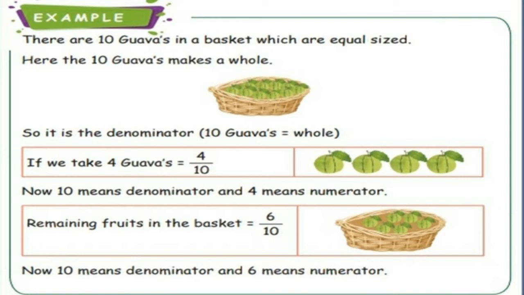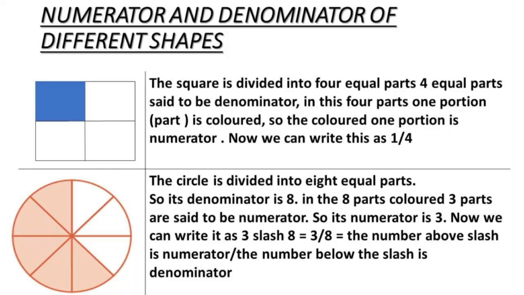Remaining fruits in the basket is equal to 6. We have to write 6 in the numerator and 10 in the denominator. Numerator and denominator of different shapes.